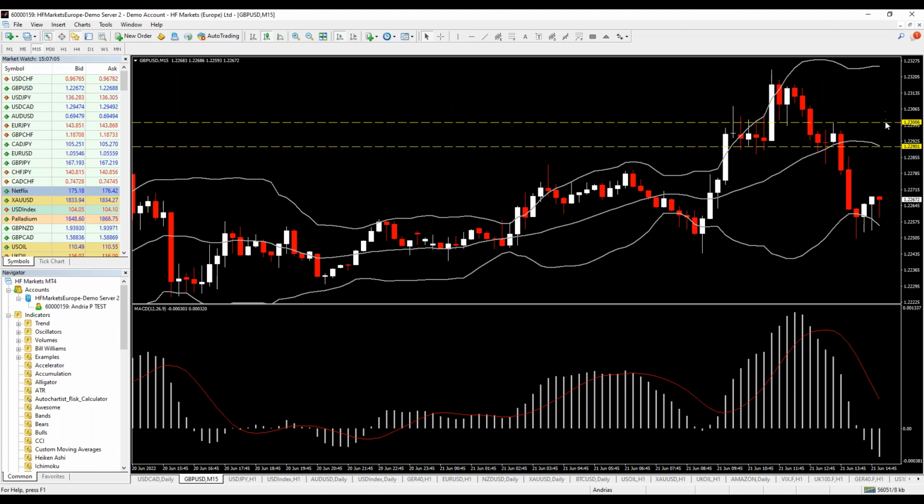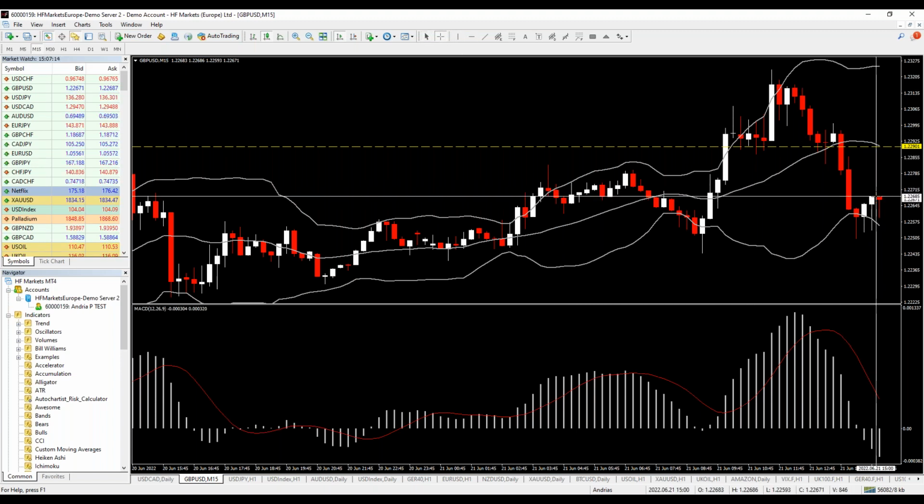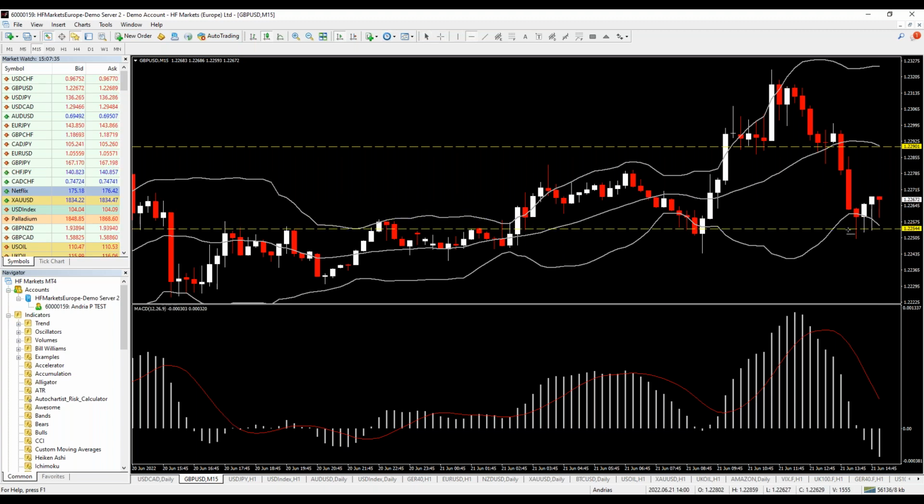So let's assume that I have set my target over here, and I have taken my entry over here. So that's around 21 pips target. So if my risk and reward is 1 to 2, then my stop loss should be halfway. So my stop loss should be 10 pips below that. So that would be somewhere here, or at the latest low.